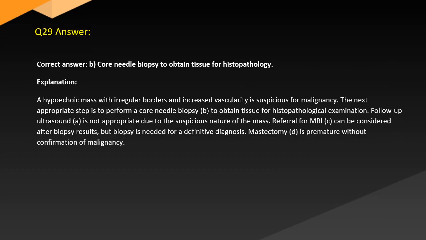Answer. Correct answer B. Core needle biopsy to obtain tissue for histopathology. Explanation. A hypoechoic mass with irregular borders and increased vascularity is suspicious for malignancy. The next appropriate step is to perform a core needle biopsy B to obtain tissue for histopathological examination. Follow-up ultrasound A is not appropriate due to the suspicious nature of the mass. Referral for MRI C can be considered, but biopsy is needed for a definitive diagnosis. Mastectomy D is premature without confirmation of malignancy.